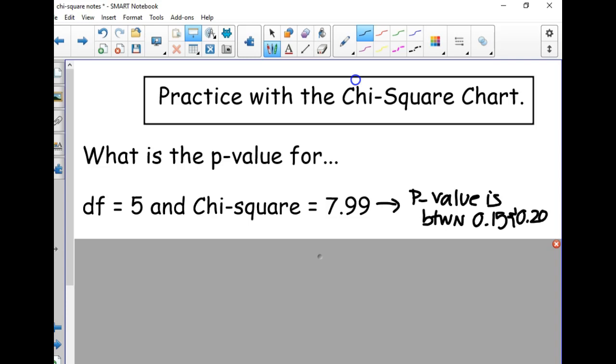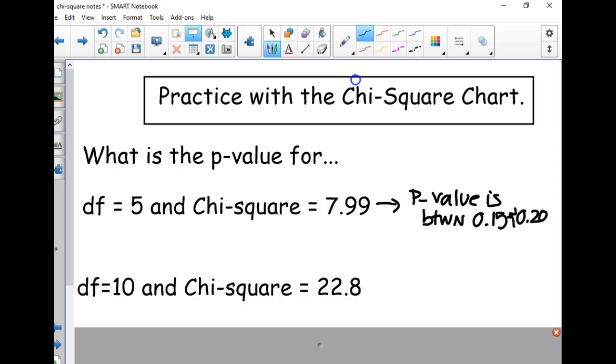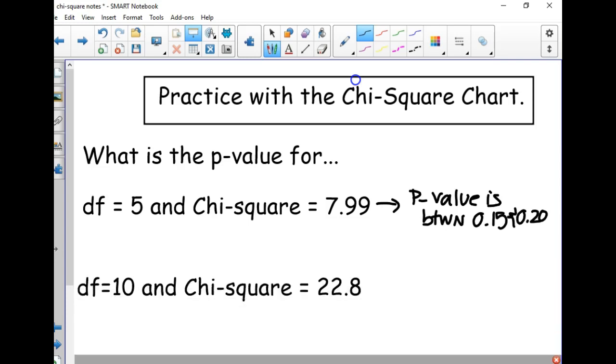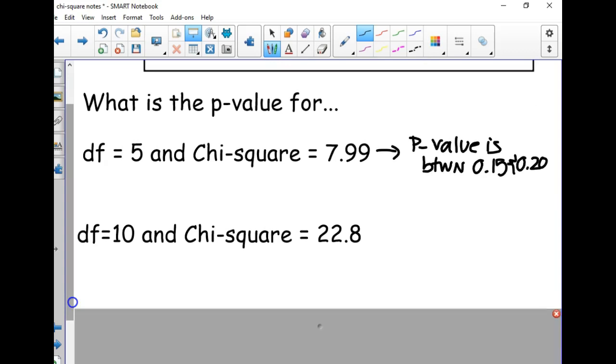Let's try, I have 3 of them. Let's try this one on your own. Maybe I only have 2. I do. Okay. Degrees of freedom of 10 and chi-squared value of 22.8. I'll walk around while you guys are trying to find it at this time, and then if you have questions, let me know.